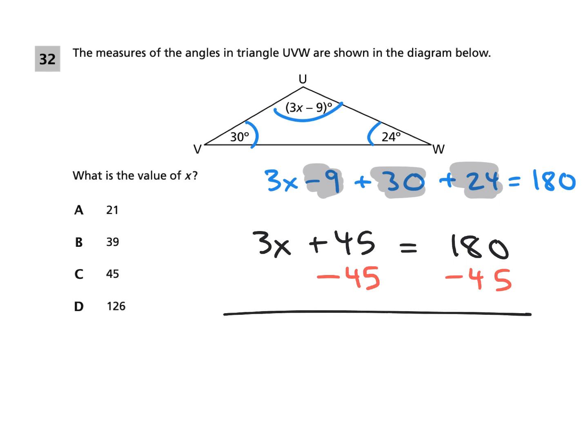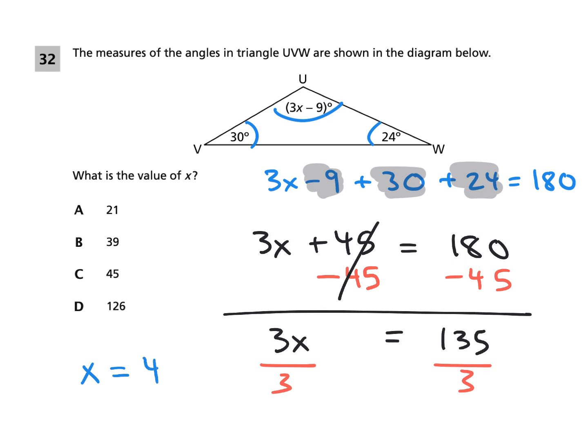So now I have 3x plus 0. We got rid of that. That was the whole point of that. Equals 180 minus 45 is 135. And I'm going to undo multiplication with division. They undo each other, and I have x equals, finally, x equals what? X equals 45. So that is C.